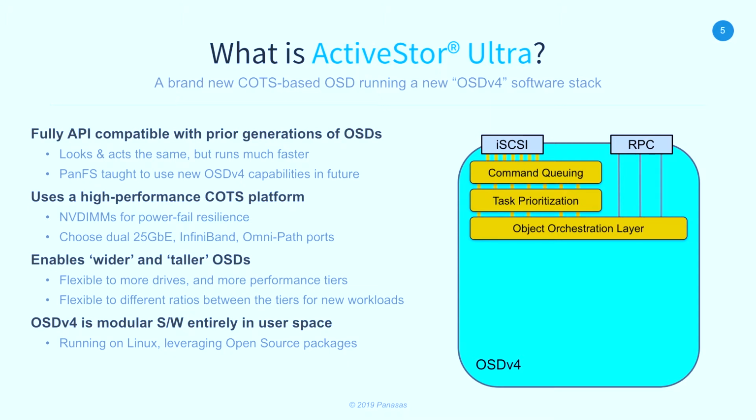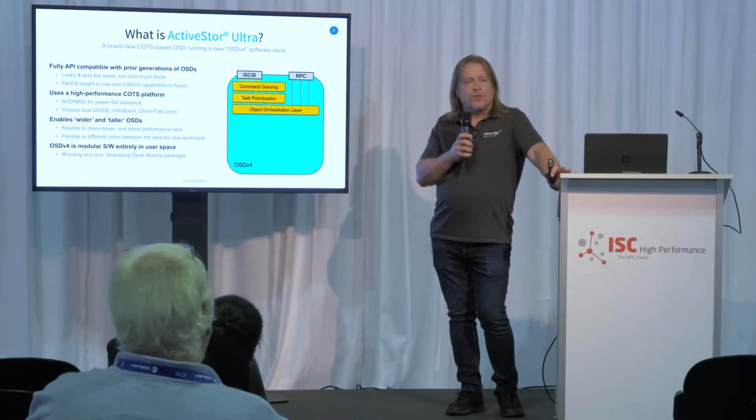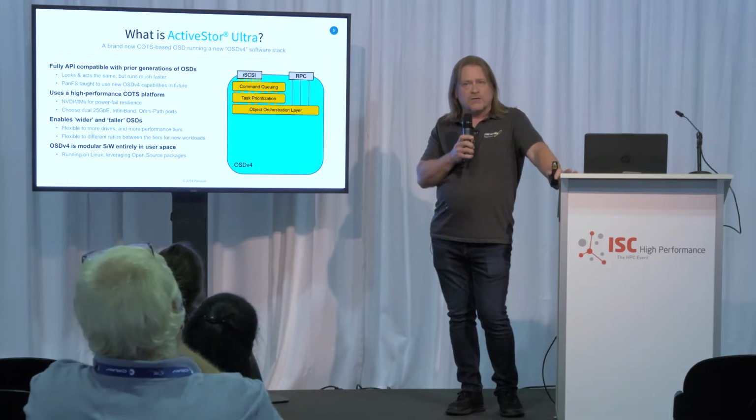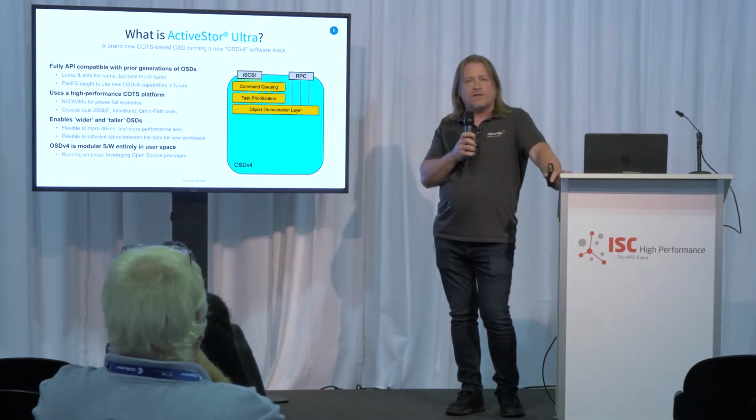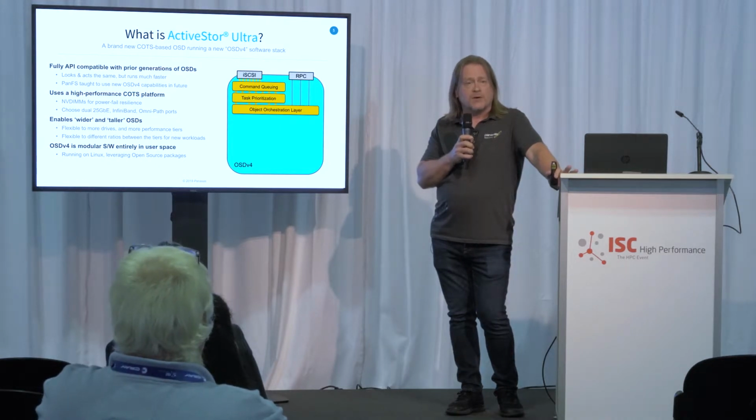So what is Ultra? ActiveStor Ultra is the next generation of our object storage devices. It is a brand new software stack running on commodity hardware. We call it portable rather than software defined because we want the ability to customize the software for the particular piece of hardware so that we maintain our appliance manageability for that piece of hardware.